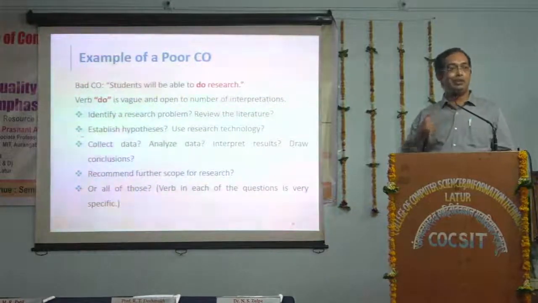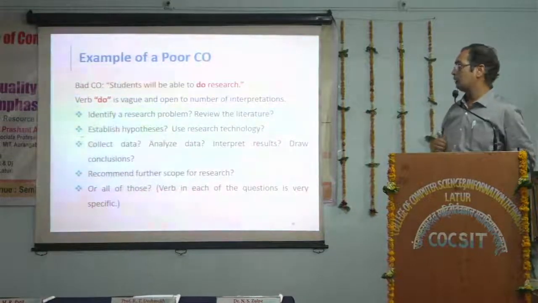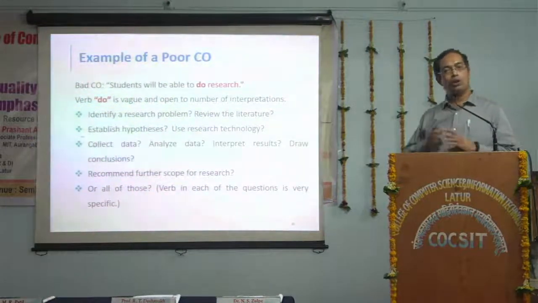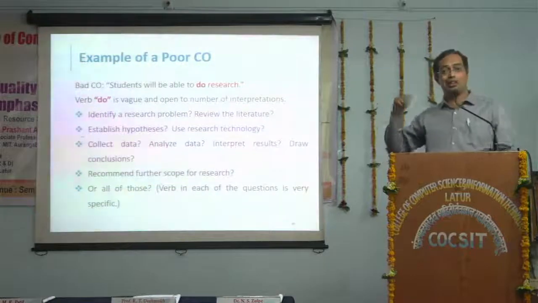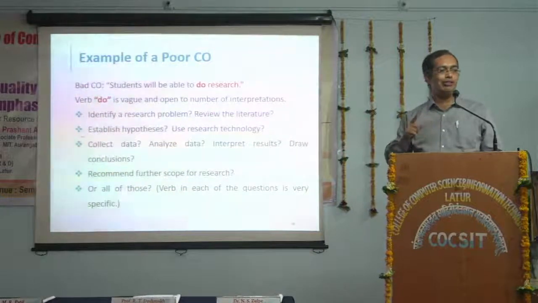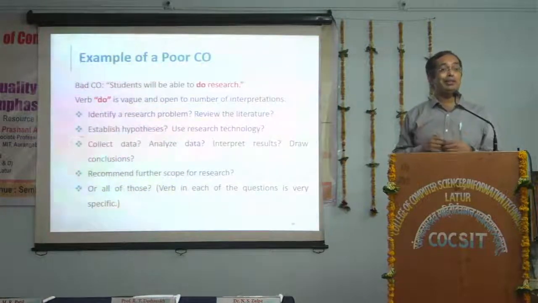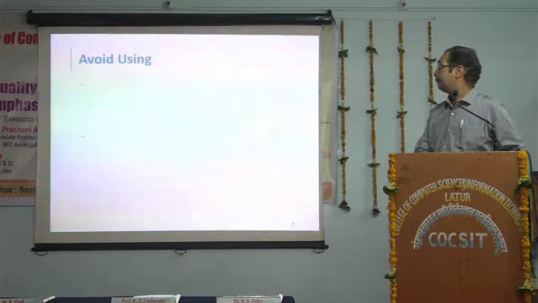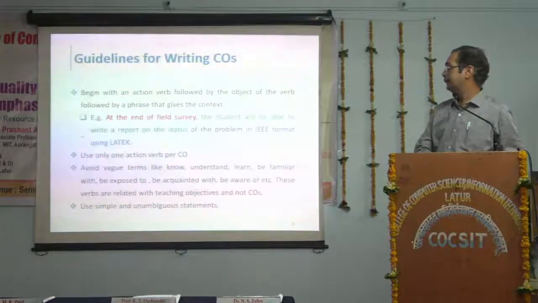Does doing research mean that you need to identify the problem, review the literature, establish the hypothesis, collect the data, analyze the data, and recommend further scope for research? All these elements are part of research. So whenever you define a CO as do research, does it mean that you have to do so many things? And is it possible to do so many things with a single CO? We define 6, 7 or 8 COs for a single course. If you define a CO like this, it will not be a closed loop, it will be an open loop, and we would not be able to understand what to teach and what to learn. We need to avoid such vague words whenever we are talking about COs, right?